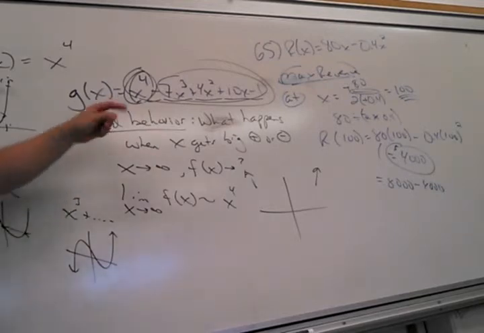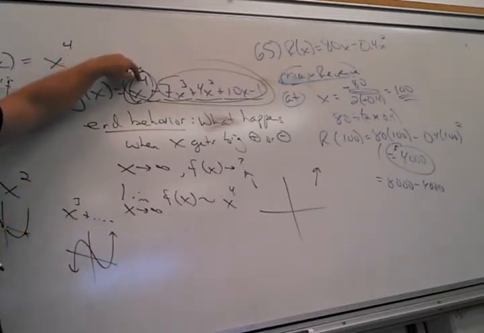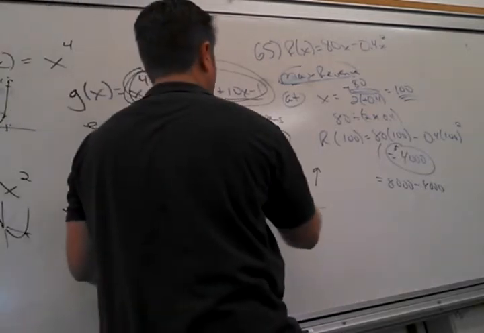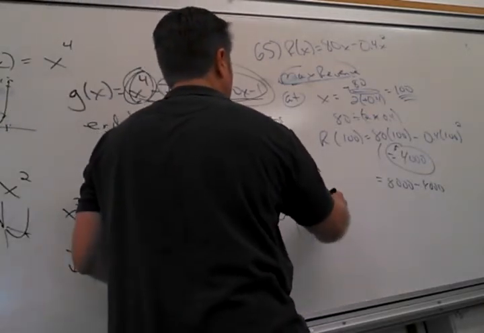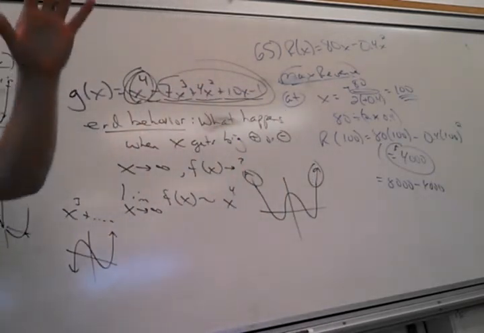So how many turns? A third power has 2 turns. A second power has 1 turn. So a fourth power is going to have at most 3 turns. So I could turn once, twice, 3 times. And then I can match back up with my end behavior, right? You guys kind of get the idea?